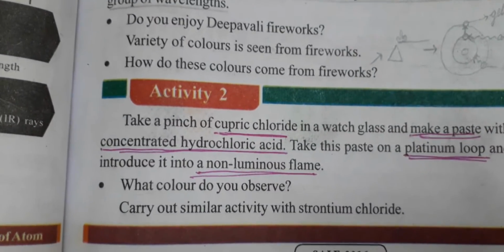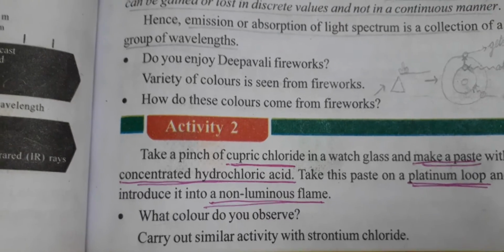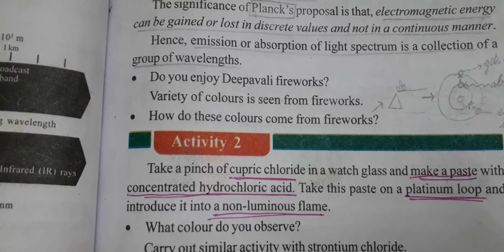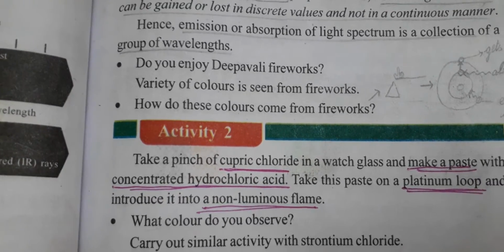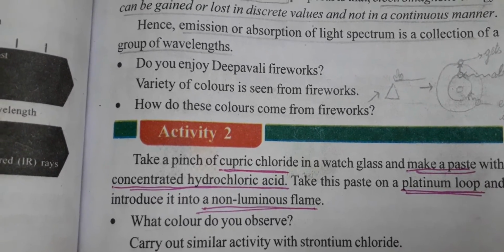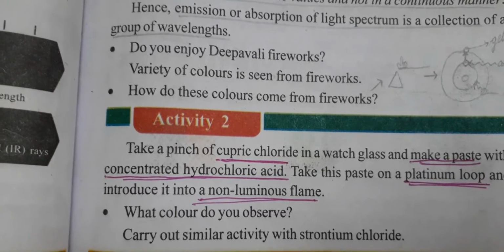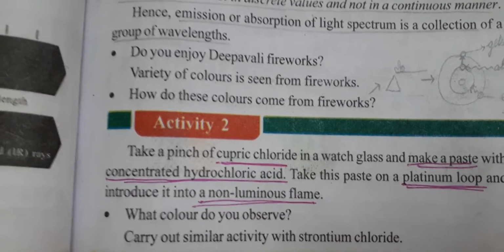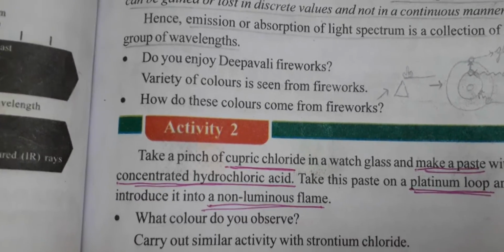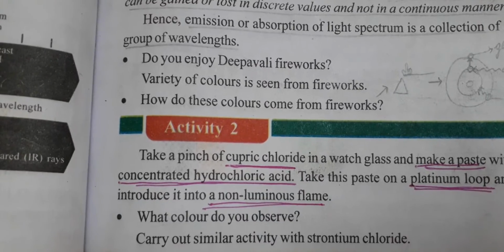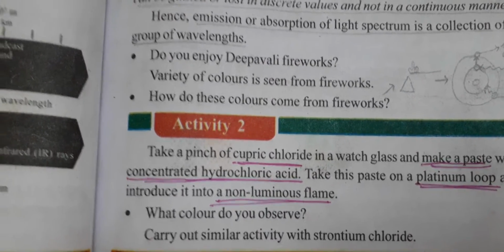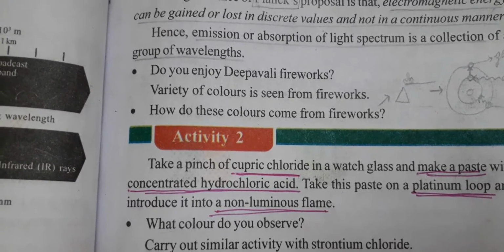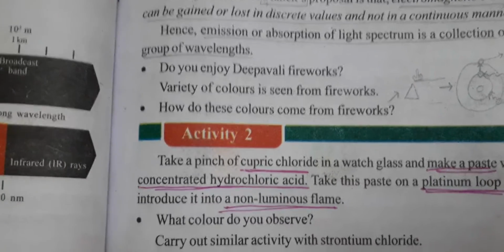Here cupric chloride is taken. Cupric chloride means it's a combination of copper and chlorine, and this is mixed and made into a paste with the help of concentrated hydrochloric acid. Please try to remember the names, dear children. This can be asked as a 1 mark question or half mark question: what is it mixed with and what kind of color is emitted. That is a very important question, and at least one will be asked from this chapter based on the color composition and what is mixed.